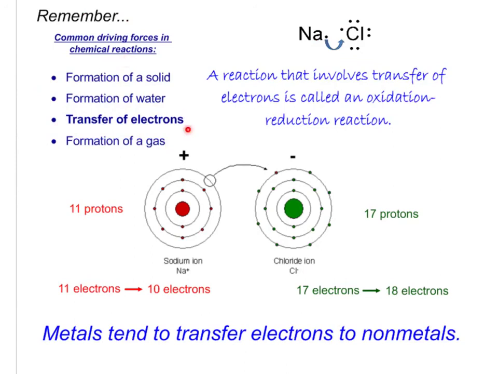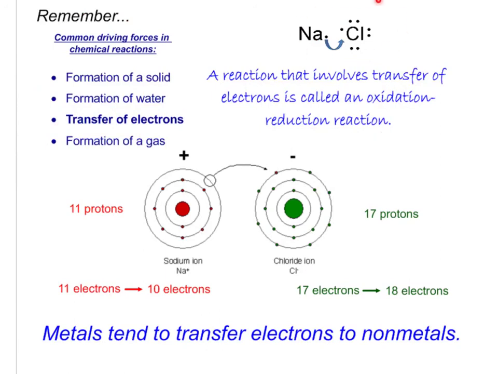A reaction that involves the transfer of electrons, we are going to call an oxidation-reduction reaction. We're really going to just introduce that here on a very simple level. We'll talk more about that in our next unit in depth. But for right now, we're going to look at reactions that involve the transfer of electrons, and we'll just start with a really simple one, sodium chloride.